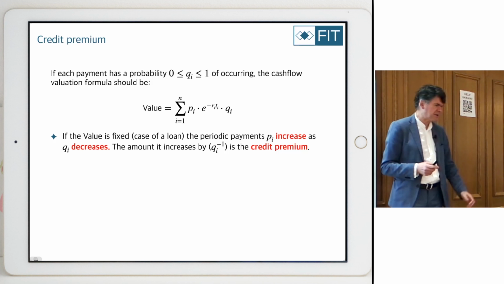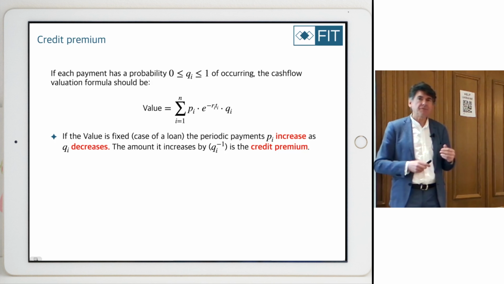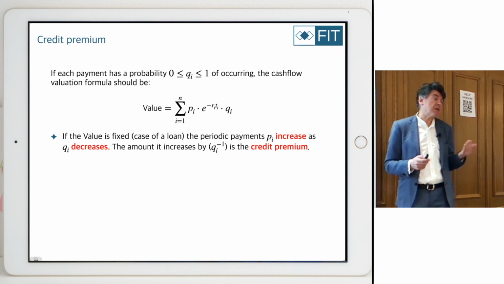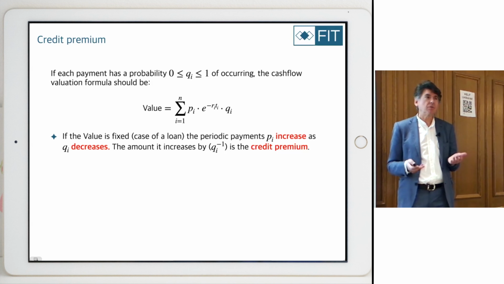The first implication is that if I have a case, for example, of a loan where the value of the loan is known ahead of time, where I'm borrowing, then if the probability that the payment event will happen is lower, it will have to be compensated with what? With higher payments, right? That's why if you have poor credit, you typically have to pay more for your loans.